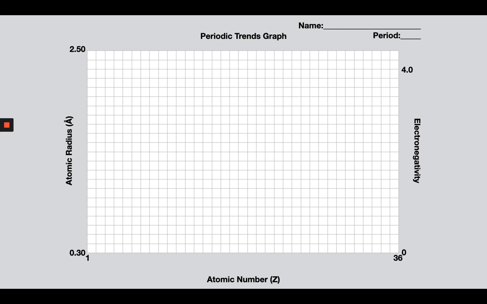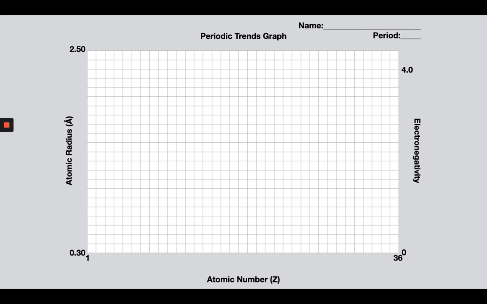So guys, looking over this graph, what of the information that's referenced on that graph was familiar to you? The atomic number, right? If you look at the x-axis on this graph, you will notice that you are going to be plotting atomic numbers, and you're going to go 1 through 36. So guys, which is element number 1? Hydrogen. And then element 36 is krypton.